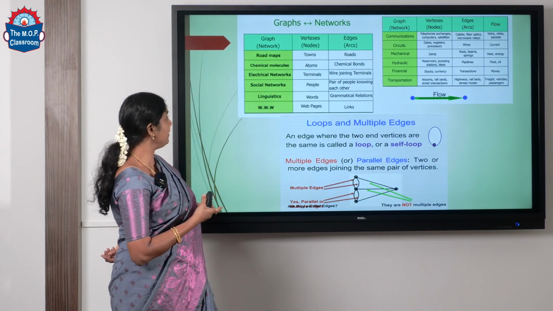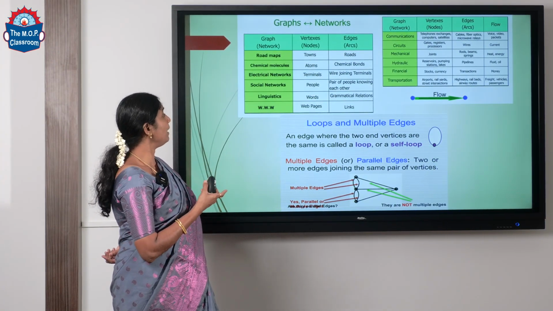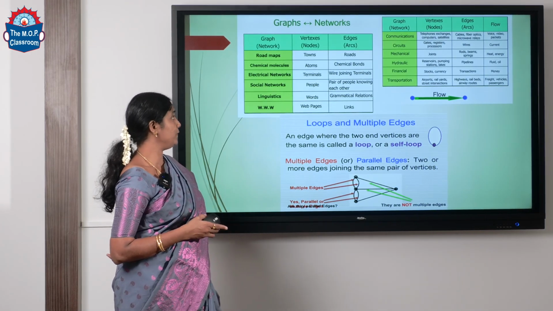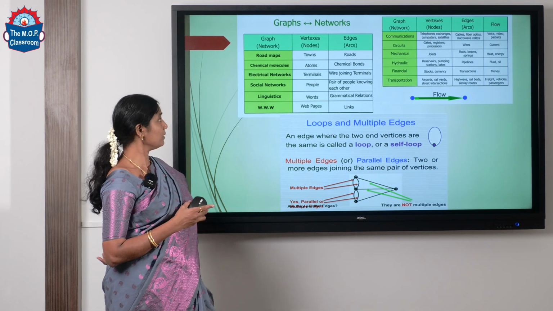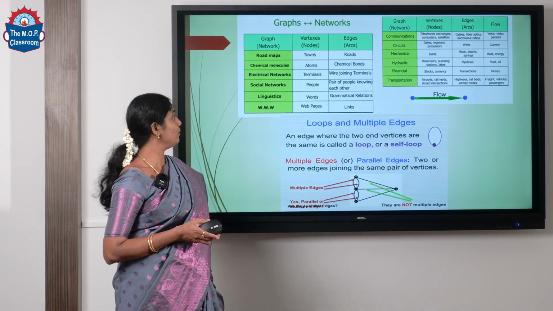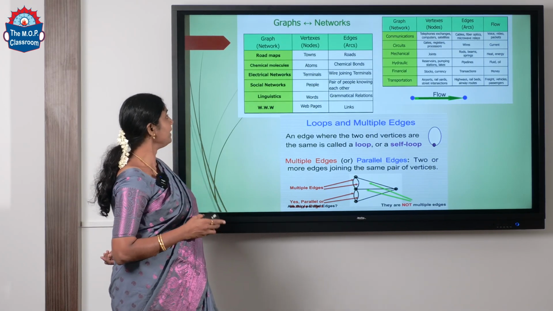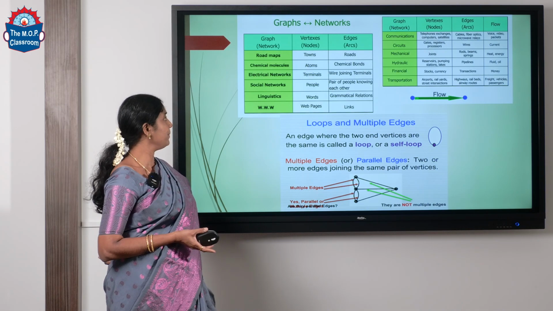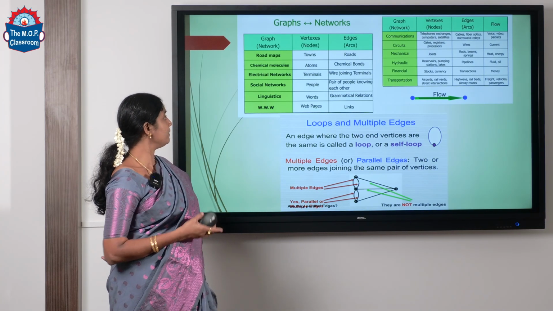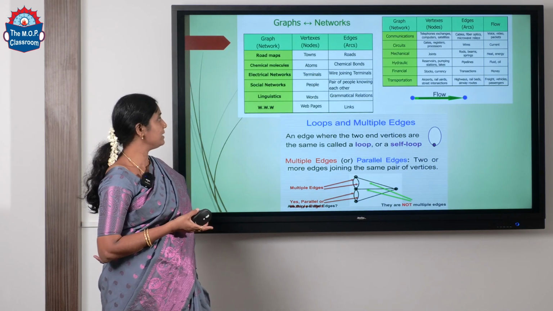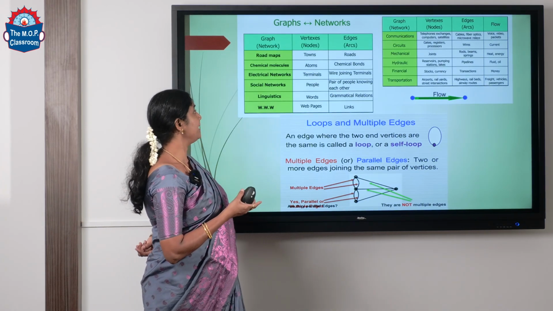For example, if I choose road maps, the road maps connect two different cities or towns with the help of roads. So here the towns are called nodes, and the roads connecting two cities or towns are called edges. In the same way, chemical molecules are converted into a chemical graph structure using atoms and chemical bonds. The atoms are termed vertices and the chemical bonds are called edges.